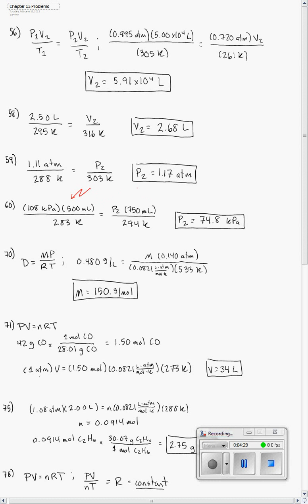On the right side, we're given a new set of conditions. So we've got a volume of 750 milliliters and a temperature of 21 degrees Celsius. We don't know what our final pressure is. That's what we've got to solve for here. Now that we've got everything filled in, again, it's just a matter of doing the math. Doing so will yield a final pressure of 74.8 kilopascals.